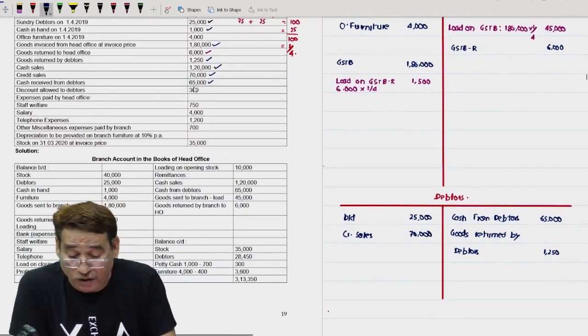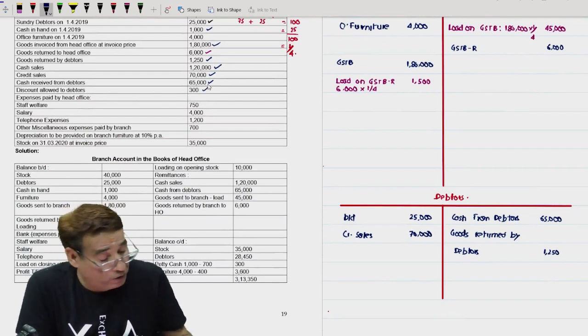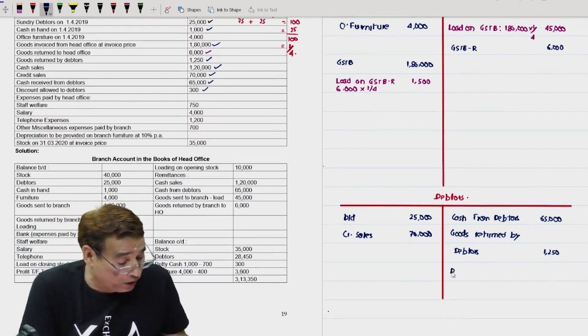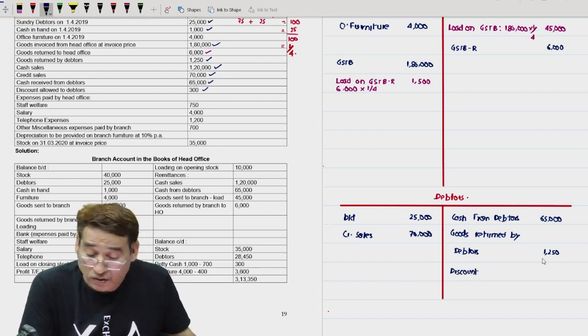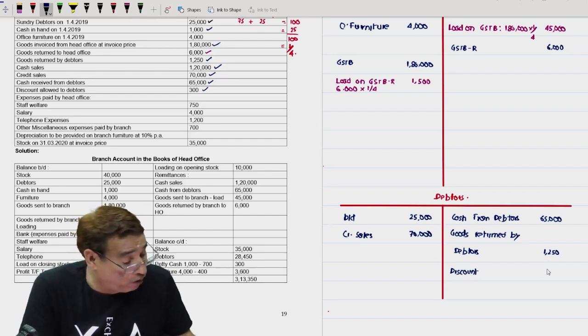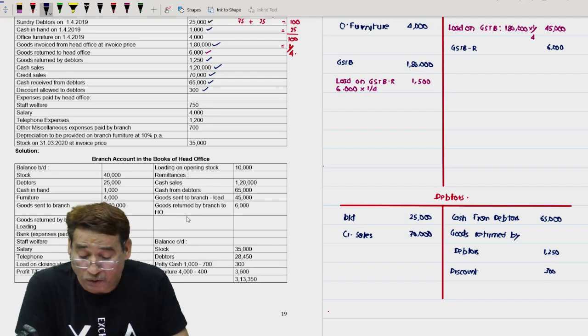Then we have got discount allowed to debtors. Now discount is always given to debtors by branch only. This is the transaction between what we call branch and branch debtors. So that is why discount will find place only in the debtors account. 300 rupees is the amount.